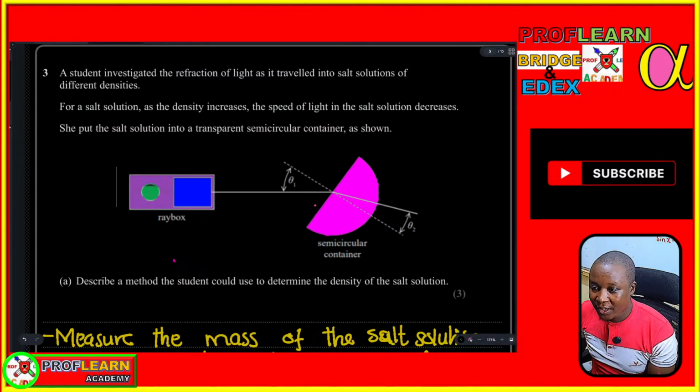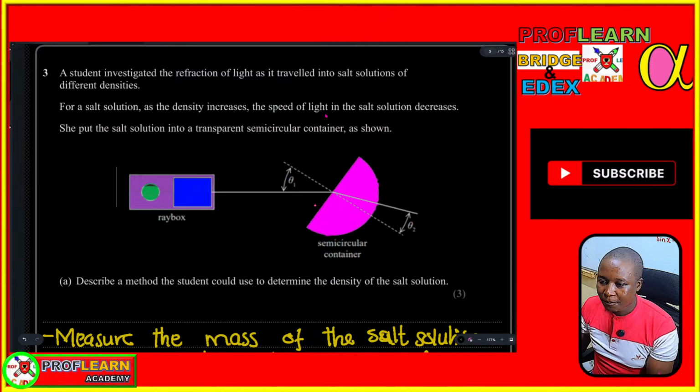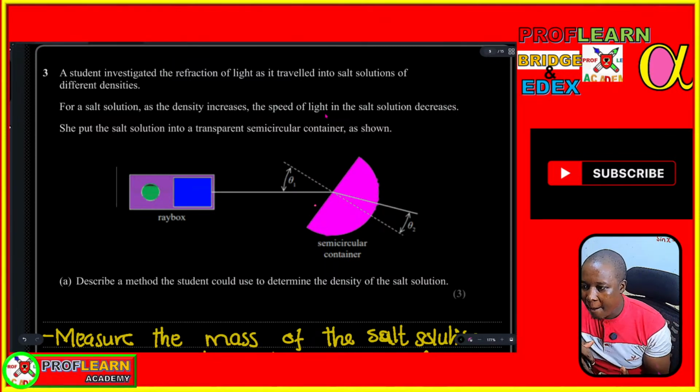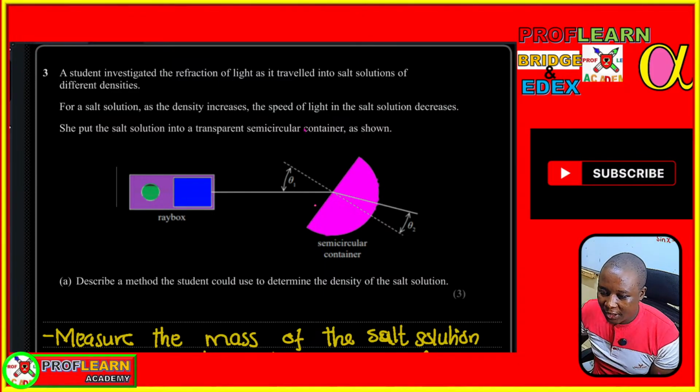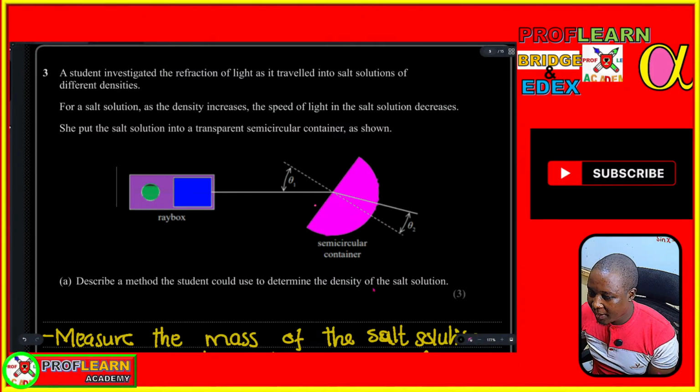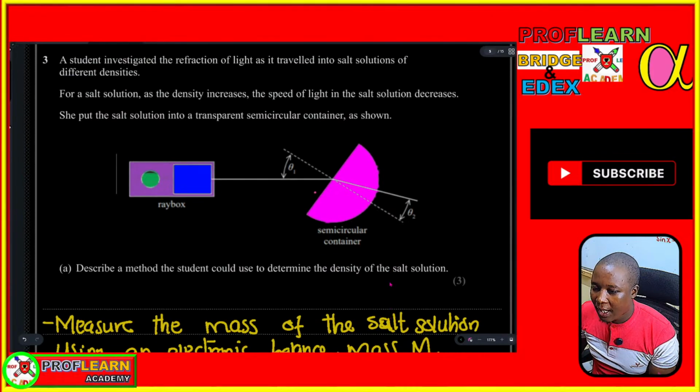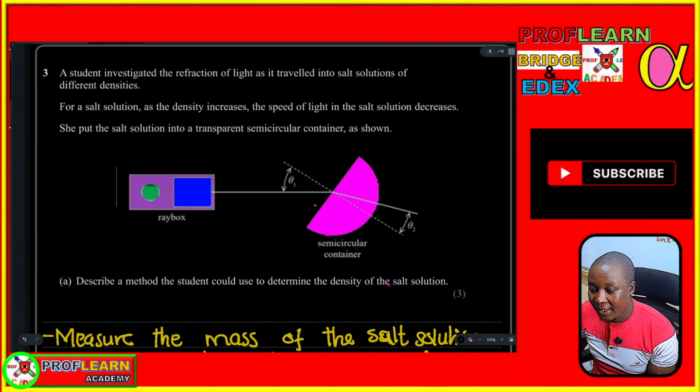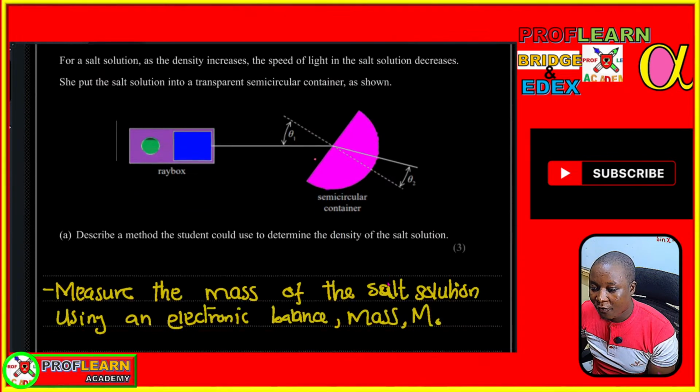So the student investigated the refraction of light as it travels into salt solution in different densities. For salt solution, as the density increases, the speed of light in the salt solution decreases. So if the speed decreases, the refractive index increases. And describe the method the student could use to determine the density of the salt solution. That's actually the experiment to determine the density of a liquid.